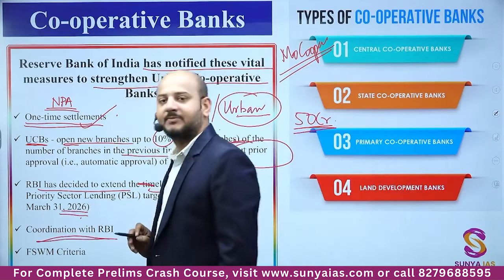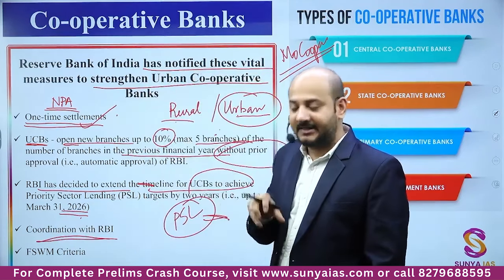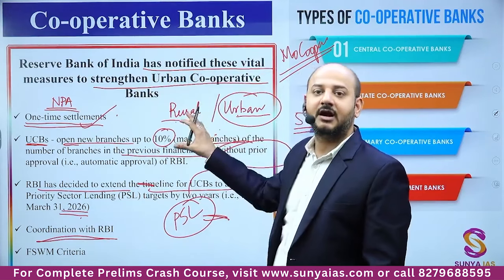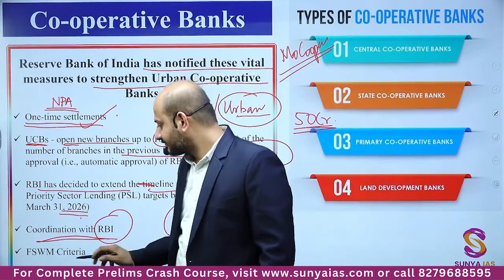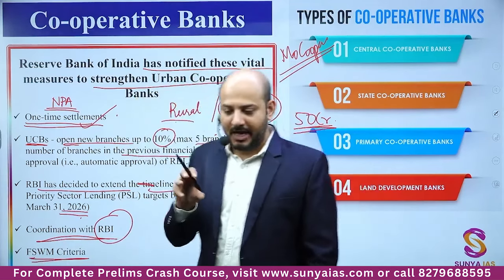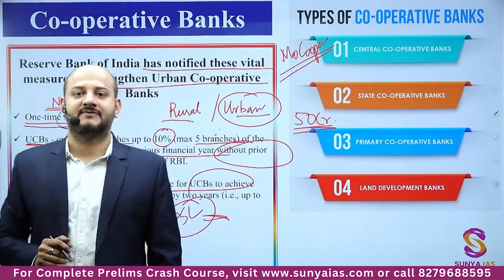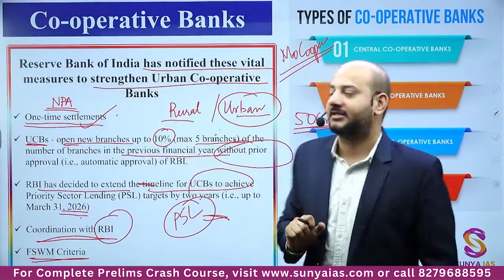Coordination with RBI. Right now, a nodal board will be created that will particularly coordinate with the urban cooperatives in the RBI, in the department of RBI itself. Financially sound criteria. These norms, now RBI will be grading these cooperatives on the basis of financially sound cooperatives. They can avail certain facilities.